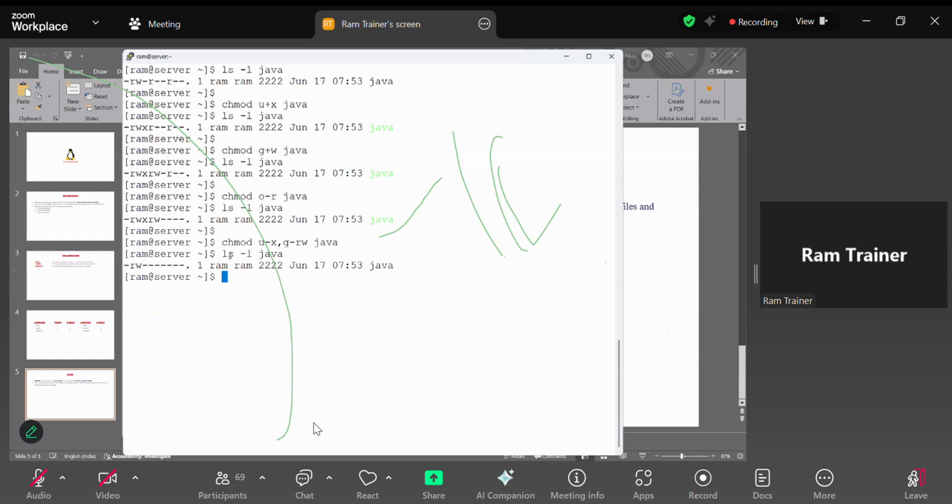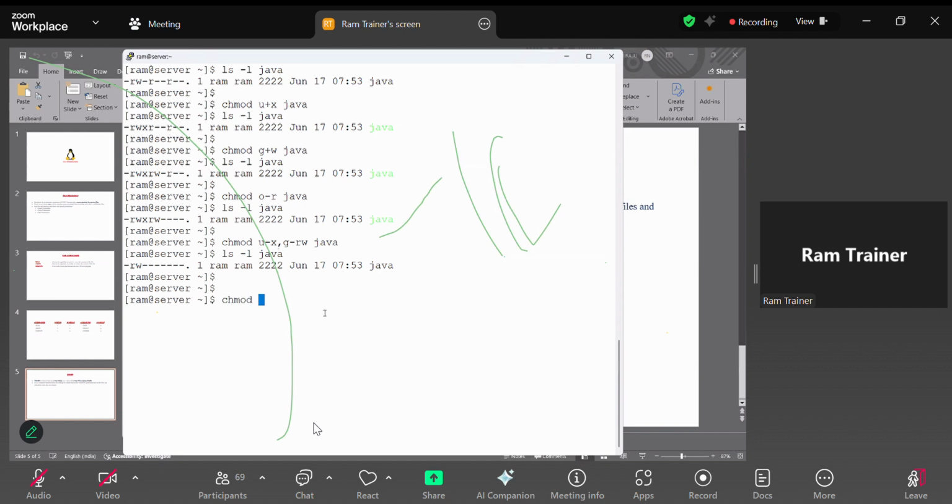Only user read and write, because previously at user level I have removed execute. That's why read and write only is there. But at group level, read and write was already there. Even those permissions I have removed with g-rw. That's why no group level permissions, no other level permissions. Only one read write. So this is the proper way how you can change the file bits.